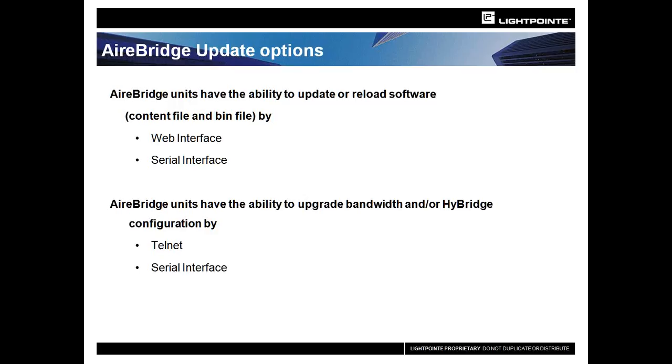Of course, with the new AireBridge units, if you've already purchased the unit, you know that the unit is available in a base model of 250 megabits for full duplex. And you can then upgrade that bandwidth to 500 megabits full duplex or 1 gigabit. Also, if you've purchased the unit and you did not get the HireBridge option and you now need to get the HireBridge option, you can purchase that. And again, we can do that update and upgrade through two different ways. One is through Telnet, and then the other one is through the serial interface. So again, I'll go through both of those today.